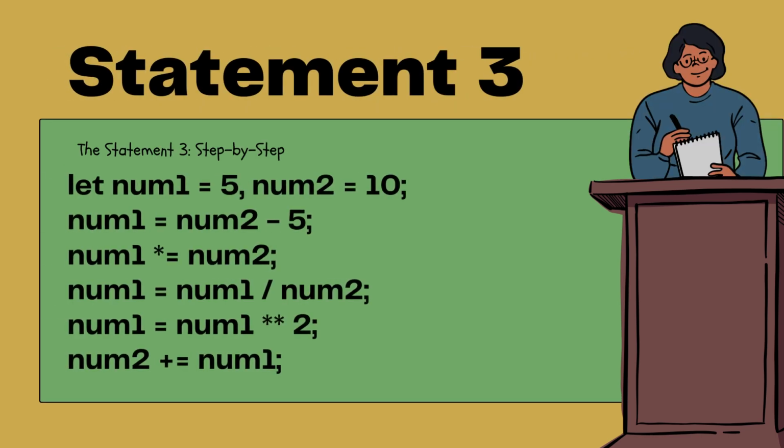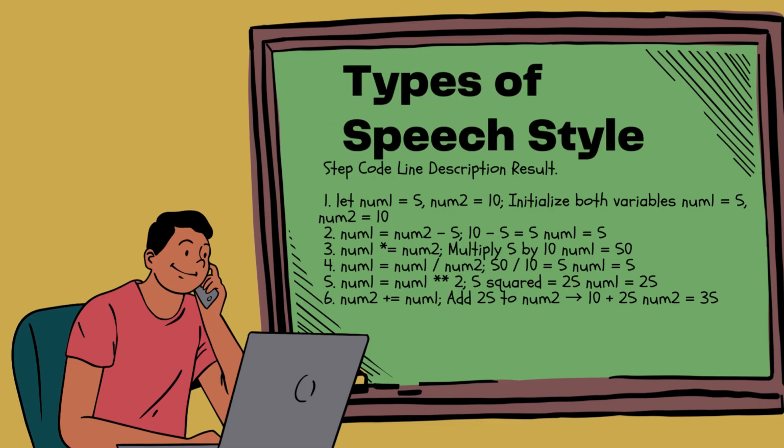For our last example, we're using two variables, num1 = 5 and num2 = 10. First, we update num1 to be num2 - 5, which gives 5. Then we multiply num1 by num2, so 5 times 10 equals 50. Next, we divide that by num2, so 50 divided by 10 gives us 5 again.